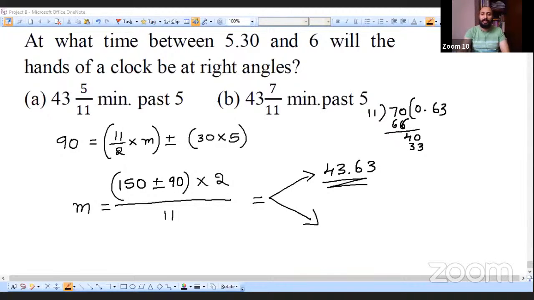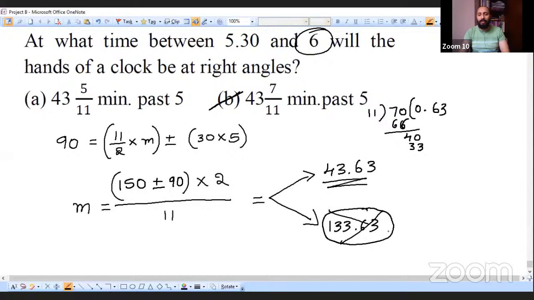Option B is the right answer. However, it is 133.63. 133 means you can understand 60 minutes have passed. 60 minutes have passed means it is crossing 6 o'clock. Yes or no? Since it is crossing 6 o'clock, this can't be the right answer. Is that clear?